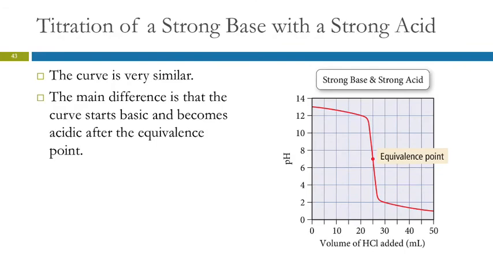If you're titrating a base with an acid, just basically doing the opposite, the curve has a very similar shape. It's just backwards. Now we're starting at high pH with an excess of hydroxide. The equivalence point is still going to end up at 7. And then afterwards, we have an excess of hydronium ion.